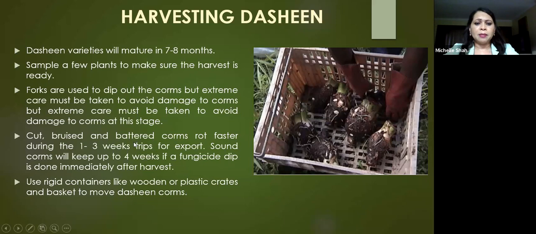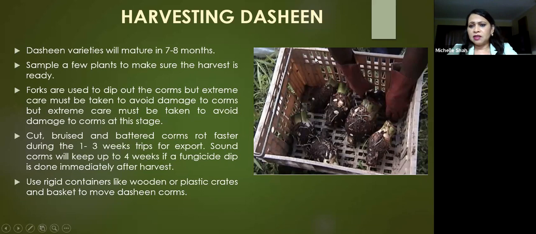So the bruised and battered corms, which rot faster during the 1 to 3 weeks trip for export, must be cut. Sound corms will keep up to 4 weeks if a fungicide dip is done immediately after harvest. Use rigid containers like the plastic crates as shown in the picture and baskets to move the dasheen corms. So these are the crates as shown here.